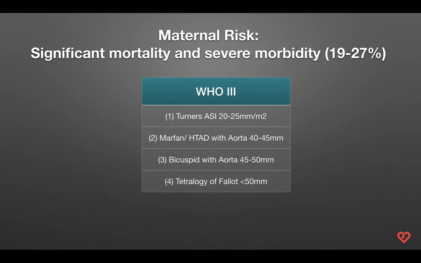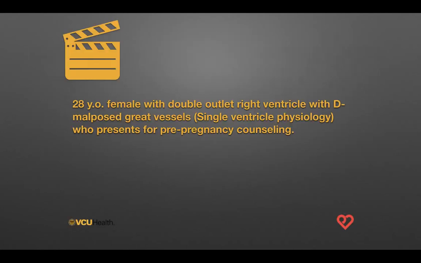So maternal risk is WHO 3 for Turner's if their aortic size for body surface area is 20 to 25 millimeters per meter squared. The other way to look at this is the cumulative risk. If they have an aorta which is 25 millimeters per meter squared and they have coarctation, then their risk may be higher, especially if they have a bicuspid aortic valve with that. I have again listed the other disease processes associated with aortopathies.